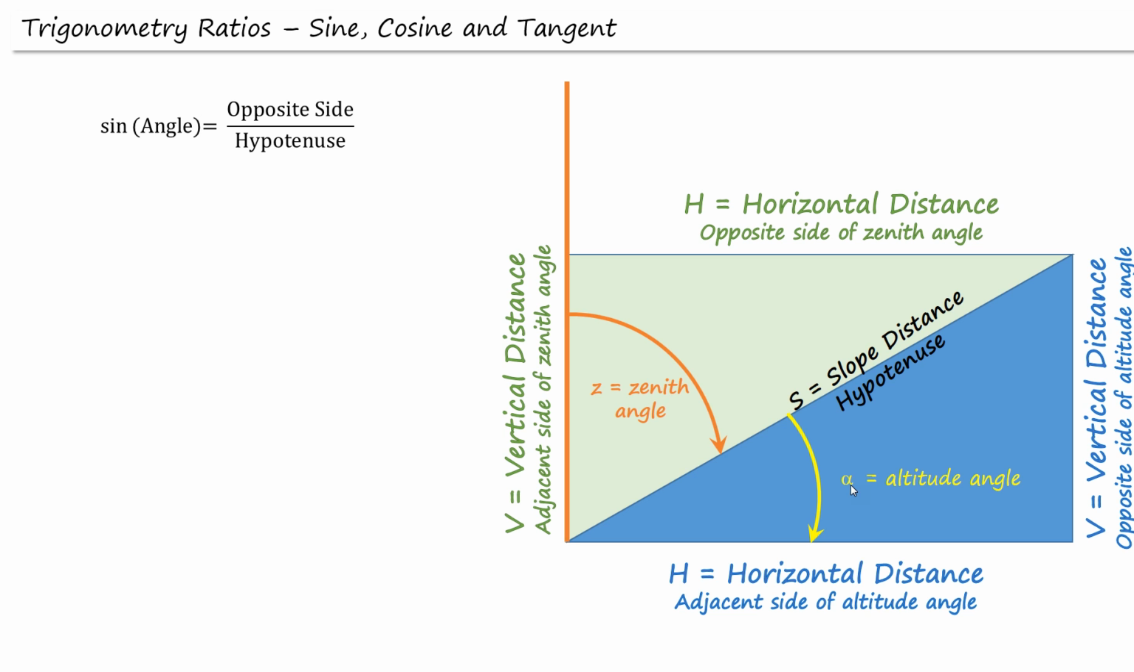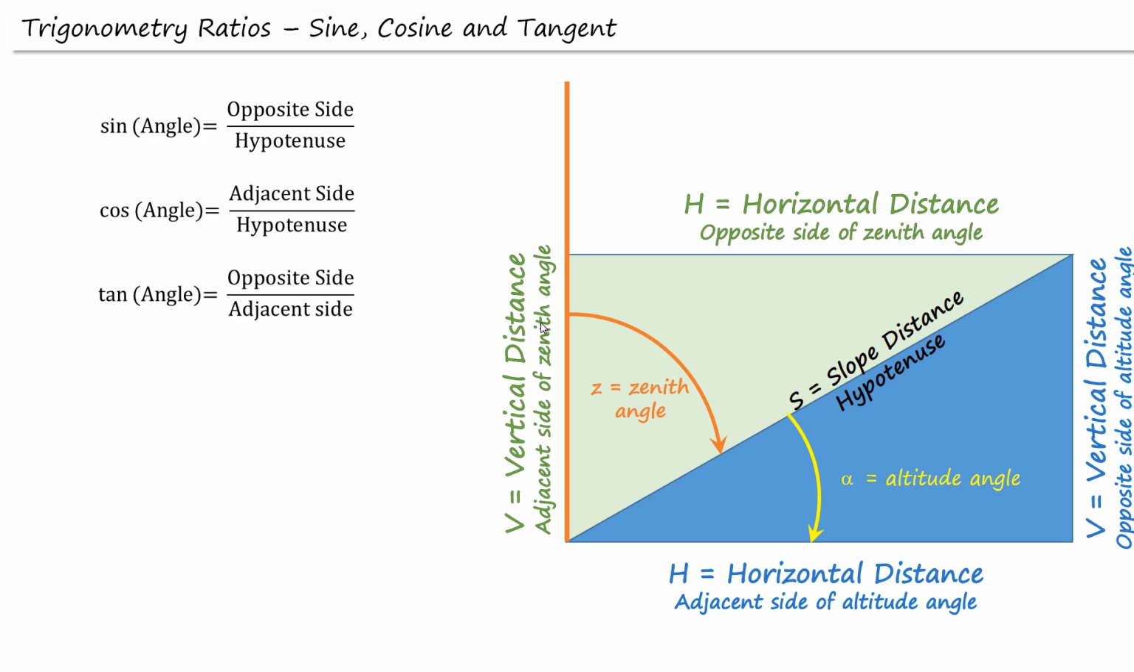Now, the equation sine is opposite over hypotenuse. So for the green, the opposite is going to be the horizontal distance, and the hypotenuse is the slope distance. For both the blue and the green triangle, the slope distance or the hypotenuse is the same line. The cosine of the angle is the adjacent side over the hypotenuse. So for the green, the zenith angle, the adjacent side is the vertical distance, and the hypotenuse is still the slope distance. For the tangent, we're going to take opposite over adjacent.